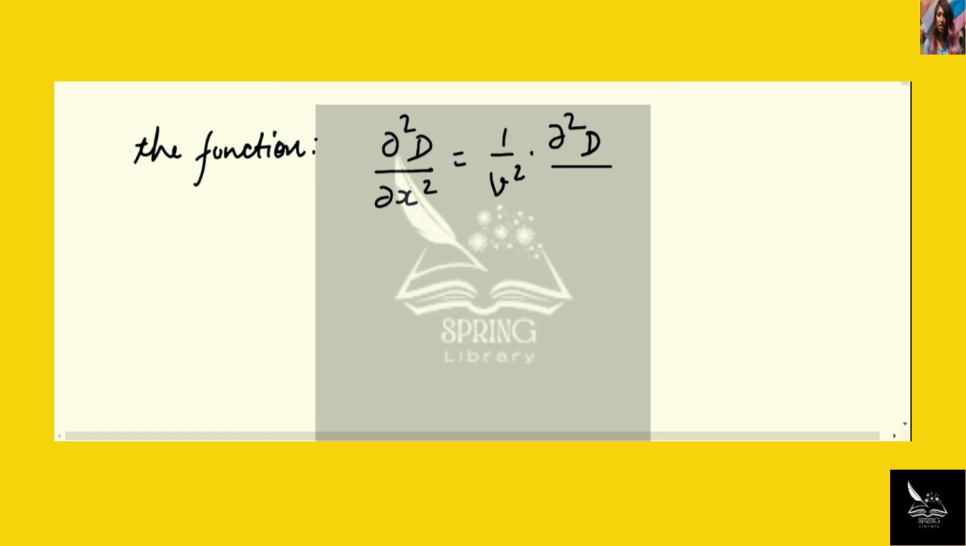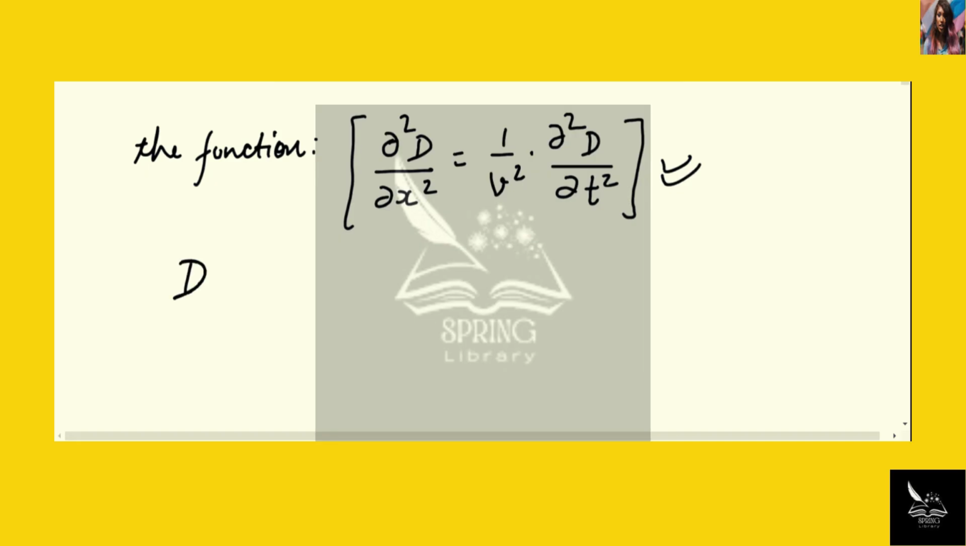We know that to be a solution of the wave equation, the function must satisfy ∂²ψ/∂x² = (1/v²) ∂²ψ/∂t². If any function satisfies this equation, that means it is a solution of the wave equation.